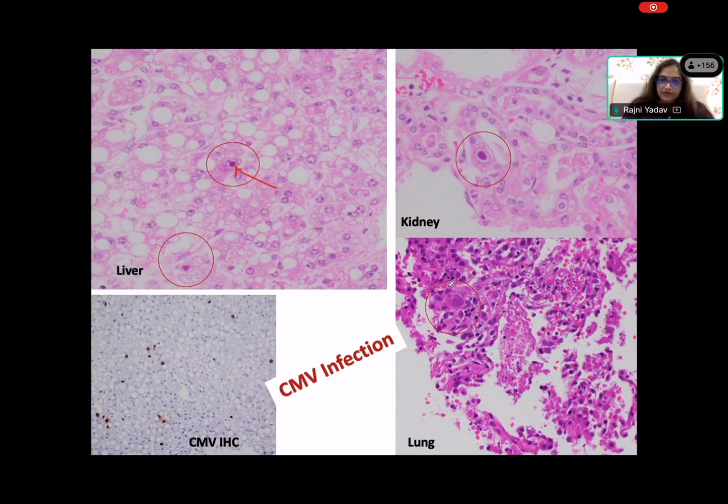This is the lung biopsy. Again, the inclusion. And see, these are beautifully highlighted with the CMV IHC. So that's a disseminated CMV infection. So this patient actually expired. So these are the postmortem biopsies from the different organs since he had a fulminant and disseminated infection.